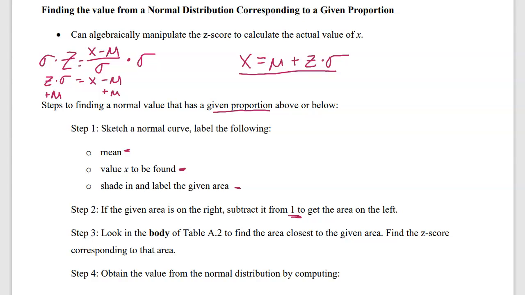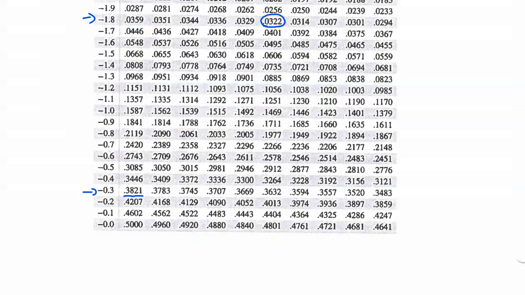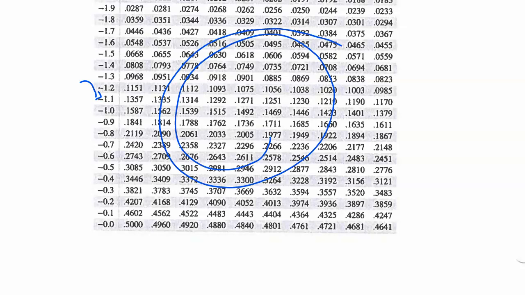The big thing to remember here is you're given the proportion, you're given the area. So you have to look that up in the body of the table. Look that up in the body and find the area that's closest to, and follow that out to give the z-score. So what we're doing on this is we're not starting out here. We're actually going to be looking in here and then following it out. Okay? So again, we're going to be following it out and finding the z-score.